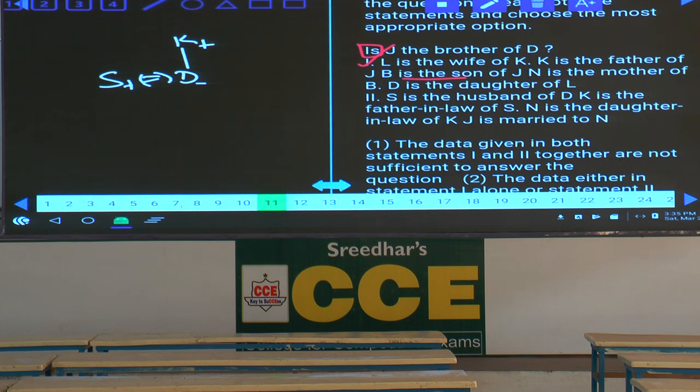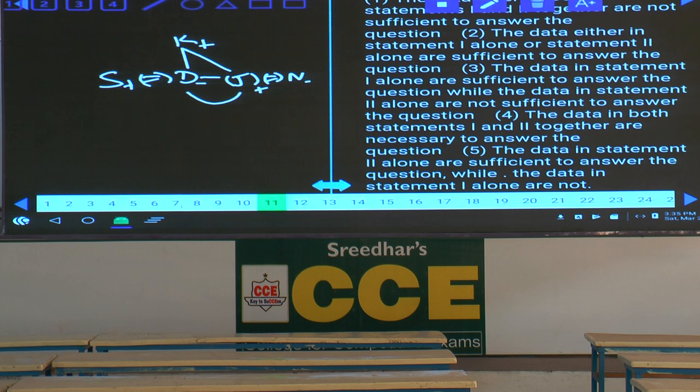Daughter-in-law means son's wife. That means D's brother's wife is N. J is married to N, so J and N are a married couple. Now D and J are siblings, out of which J is a male, hence J is the brother of D. Are you getting the answer or not? Hence one alone is sufficient, two alone is also sufficient, and the data in either one alone or two alone is sufficient, choice two.